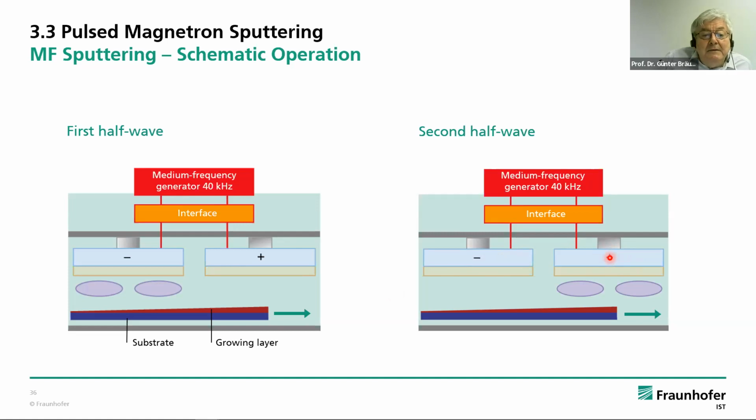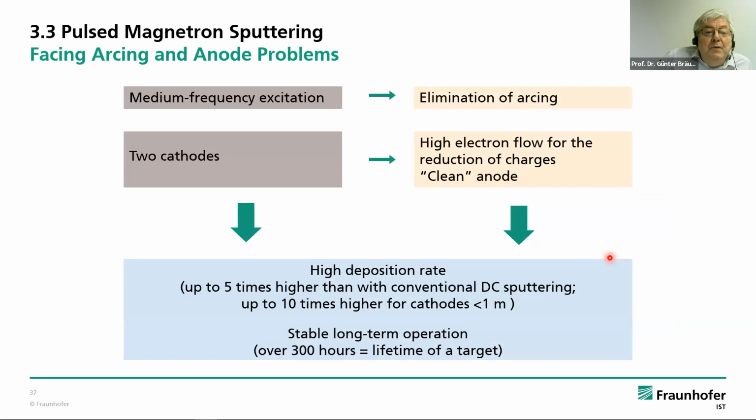Why? Next, please. You have the medium frequency excitation. That means you could eliminate arcing, and you have two cathodes. That means you use a high electron flow for the reduction of charges, and you have what we then called an ever clean anode. So that was the idea, and you will see later in the simulation and in the real result that it was really the right idea.